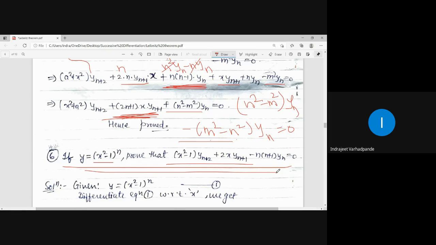Clear? Yes, sir. Did you note down the result? If y is equal to (x square minus 1) to the power n, then prove that (x square minus 1) into yn plus 2, plus 2x yn plus 1, minus n into (n plus 1) yn is equal to 0.